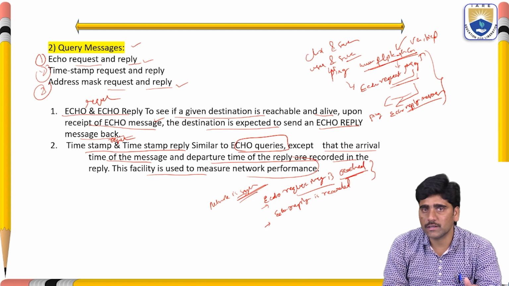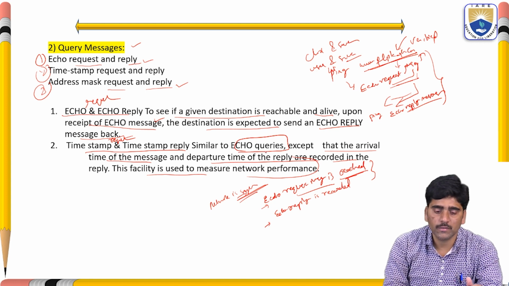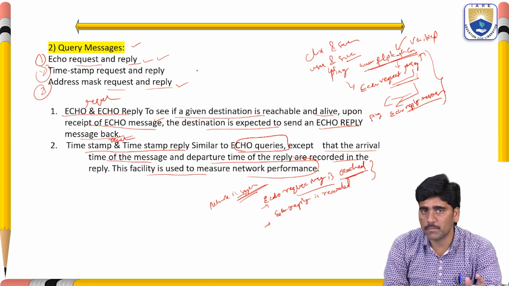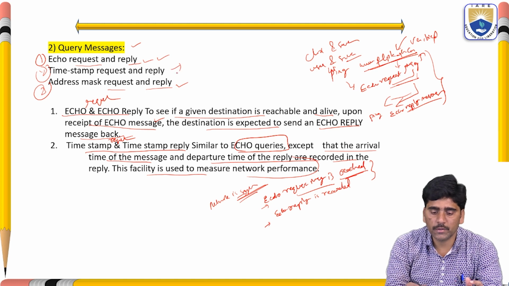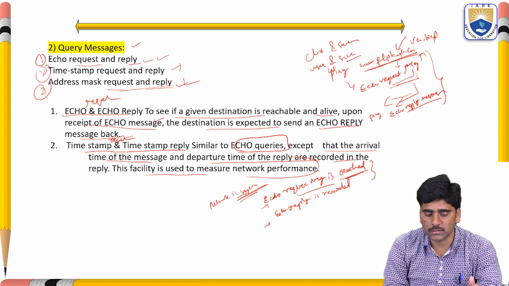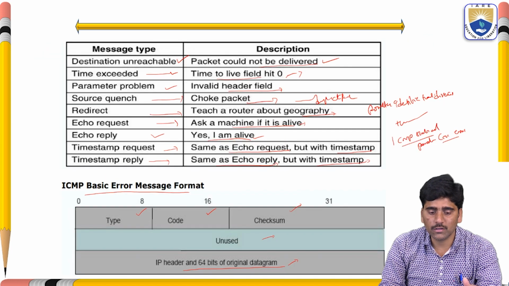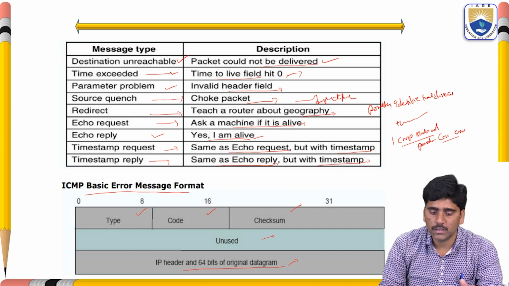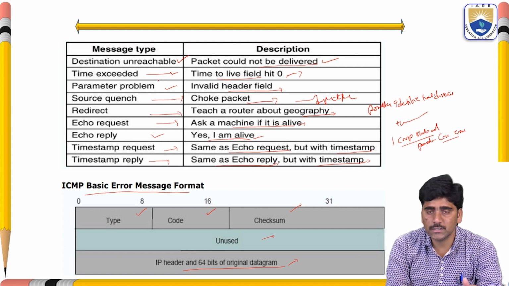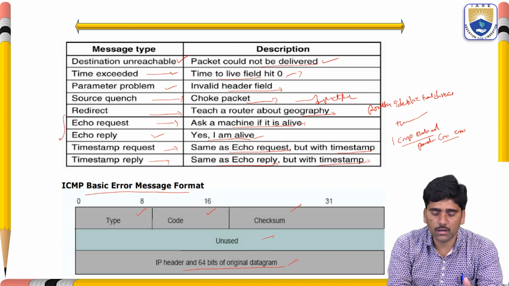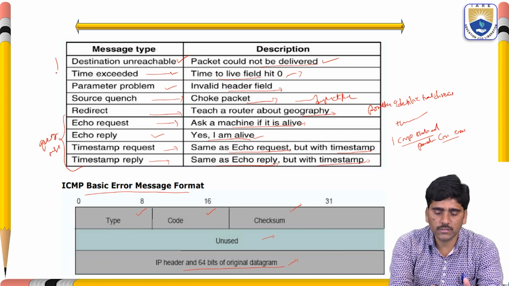Then the query messages are of three types: echo request and reply messages, timestamp request and reply messages, and address mask request and reply messages. So these are the three types of query messages. The first part is error reporting messages, and the second part is query messages.